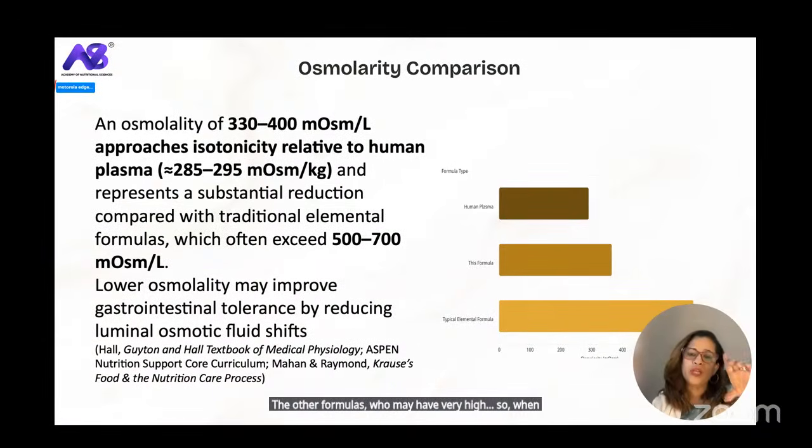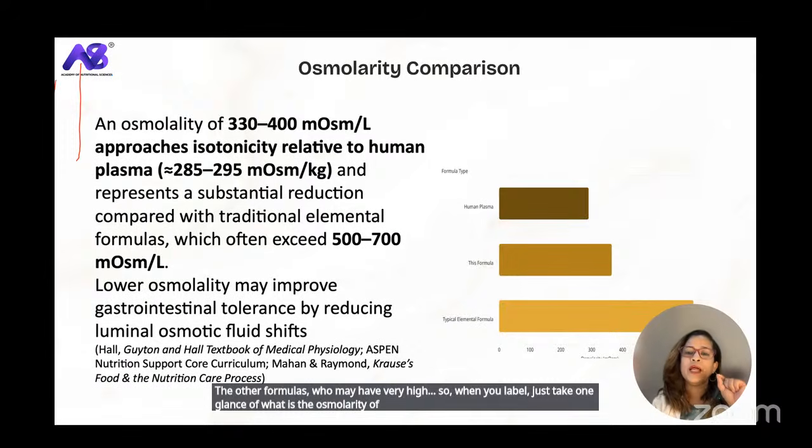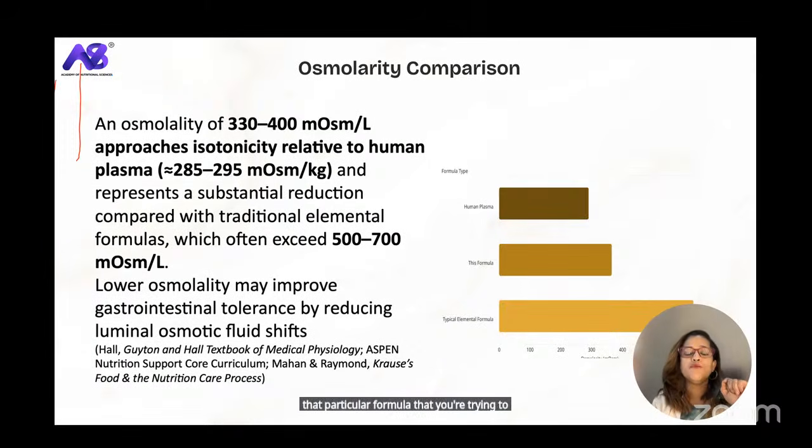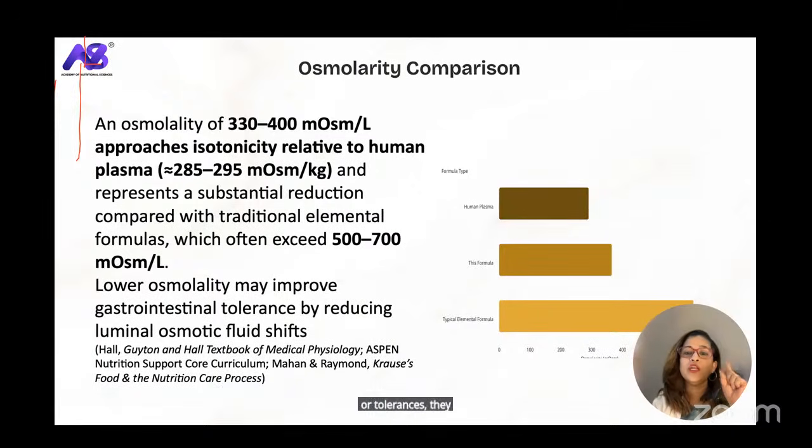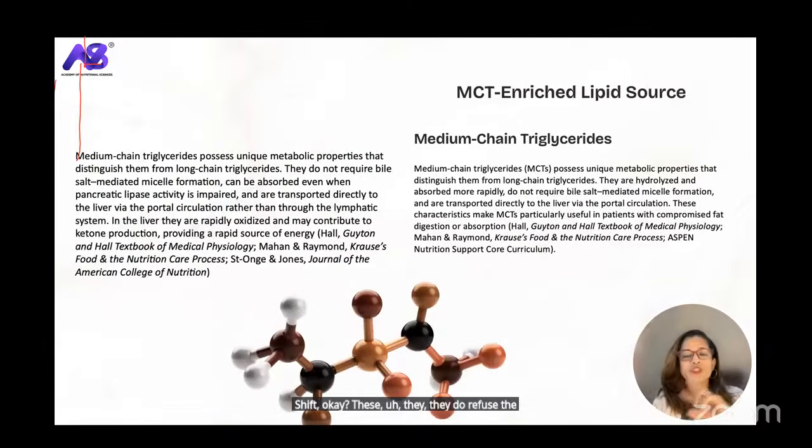So when you're reading your label, just take one glance at the osmolarity of that particular formula you're trying to feed your patient. Anything between 300 and 400, which is very close to human plasma, is something you should be looking for. Lower osmolarity does improve gastrointestinal tolerance. It reduces the luminal osmotic fluid shift.